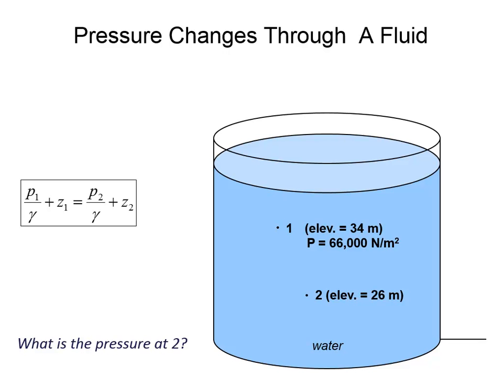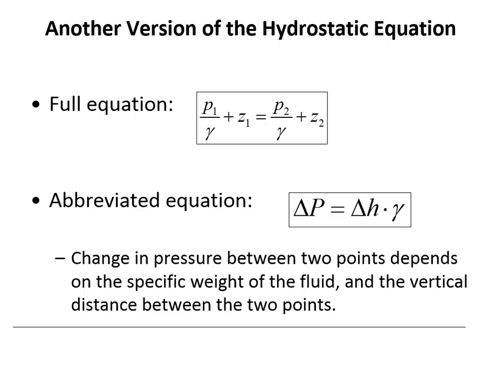The hydrostatic equation is pretty simple, and actually there's even a simpler way that we can do it. Instead of having the hydrostatic equation the full way, we can abbreviate it when we're interested in calculating the change in pressure between 2 points. The change in pressure depends on the vertical distance between them, delta H, and the unit weight of the fluid, gamma.